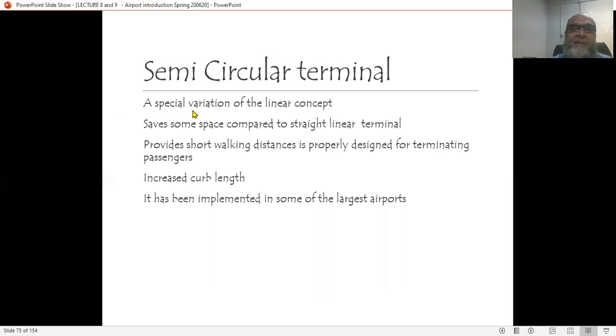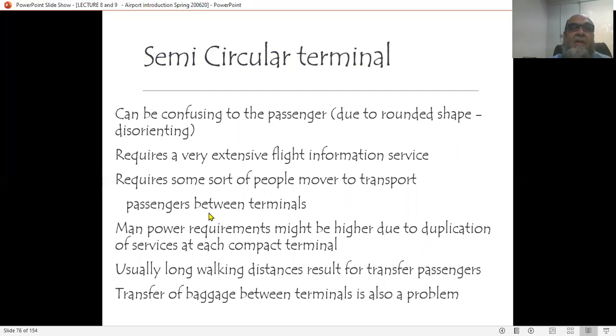It is a special variation of the linear concept. It saves some space compared to a straight linear terminal, provides short walking distance, and is properly designed for terminating passengers. It has an increased curb line, which has been implemented in some of the largest airports as well. It can be confusing to the passengers due to the rounded shape. It requires a very extensive flight information service so that the passengers don't get lost, especially the transfer passengers.